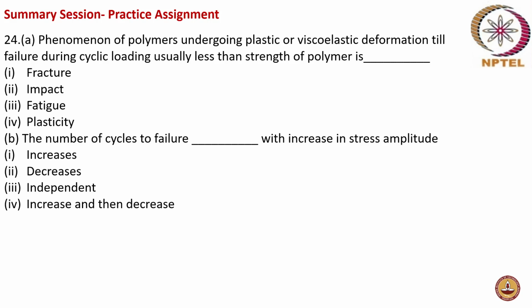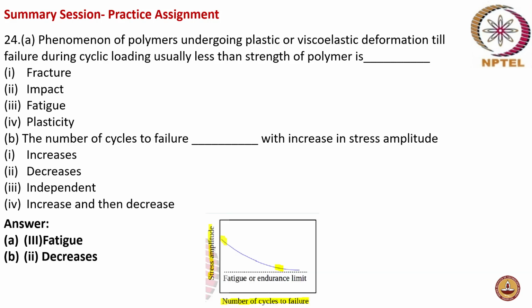It's fatigue. The number of cycles to failure dash with increase in stress amplitude. Does it increase, decrease, is it independent of stress amplitude, or does it increase initially and then decrease? Decreases. Yes, both of you are right. As the stress amplitude increases, the number of cycles to failure decreases. Okay, this is the fatigue or endurance limit.